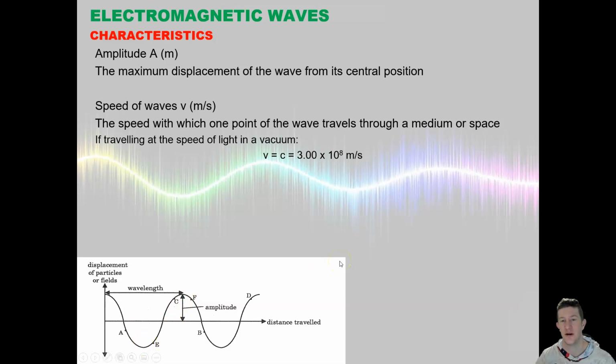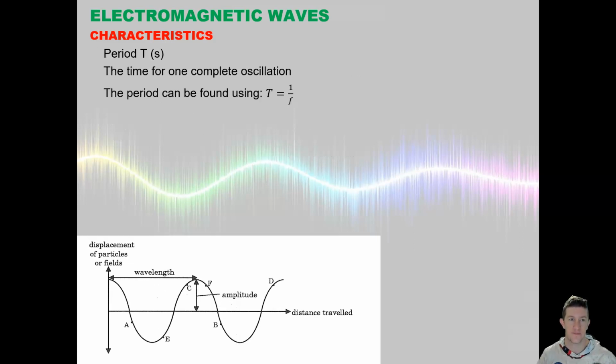and that distance in meters is my amplitude. The speed of a wave is just the symbol v because it's speed. We use the units of meters per second, and this is just the speed that a point in the wave travels through a medium or space. So if it's traveling at the speed of light in a vacuum, the speed equals c, which is the speed of light, which equals 3 × 10⁸ meters per second.